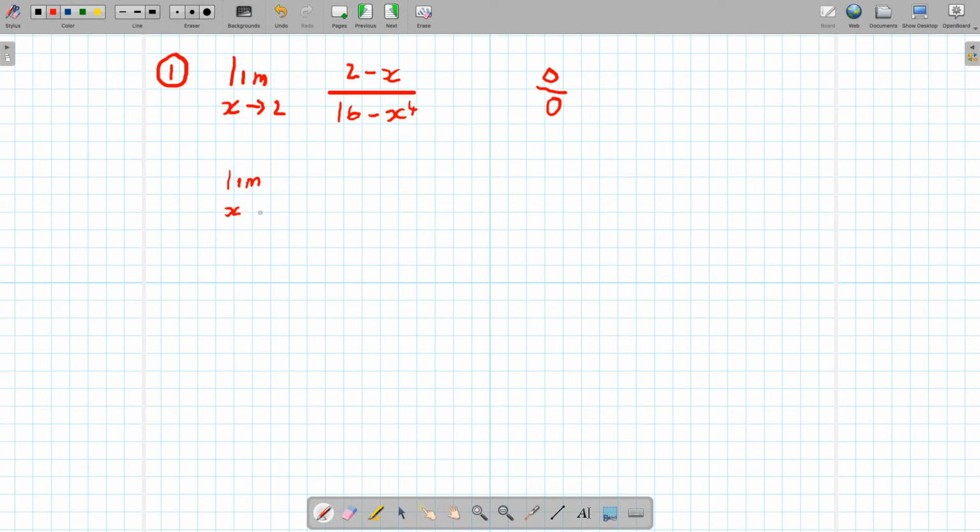We're going to differentiate the top and the bottom, put the limits in, and see if we can get a nice limit. So when we differentiate the top, we get -1. When we differentiate the bottom part there, we're going to get minus 4x cubed.